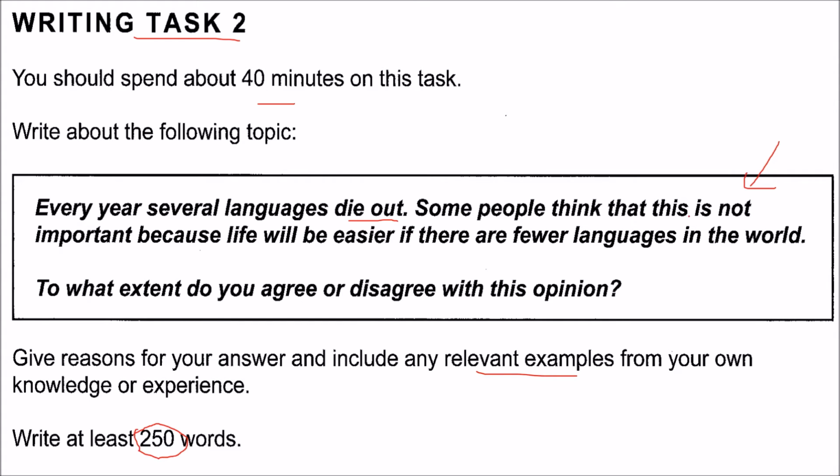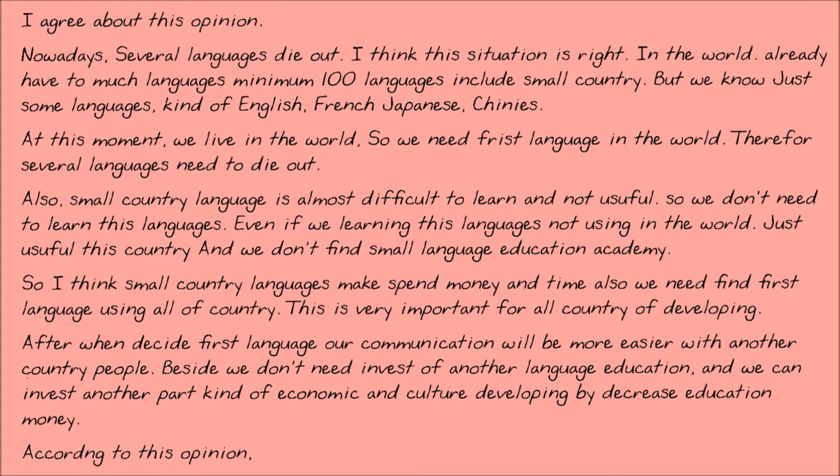Then some people think that this is not important because life will be easier if there are fewer languages in the world. And this is true because if languages are fewer, people can communicate, and if people can communicate, society will rise, the country will rise, the economy will rise. All these things you have to put in. But this is my understanding.